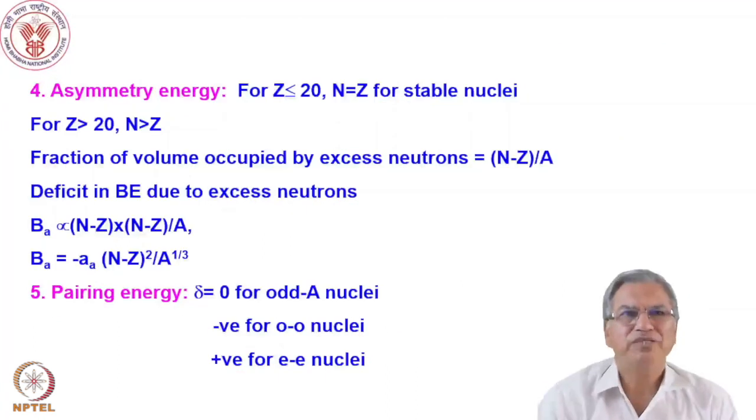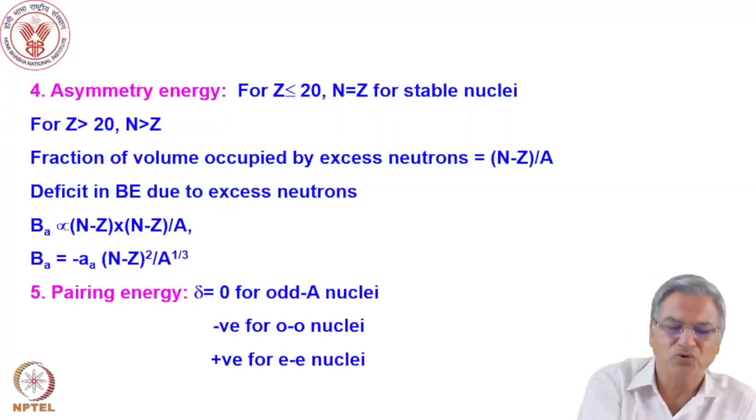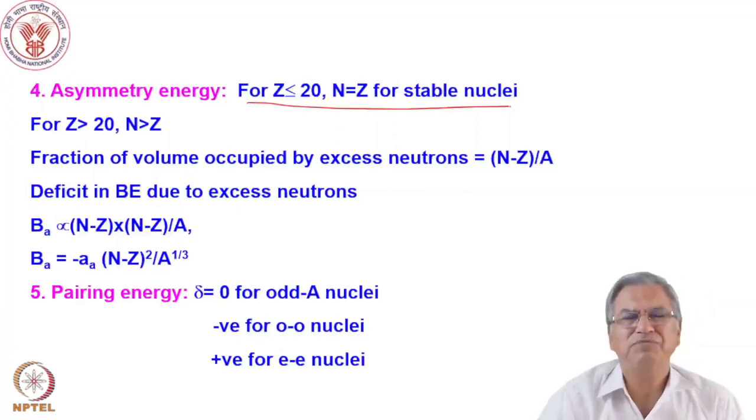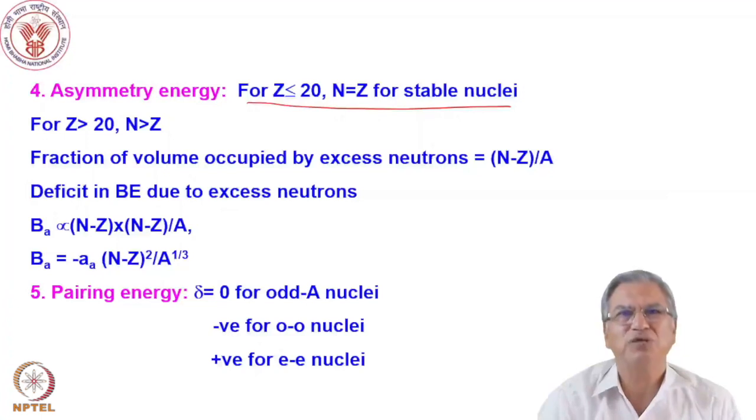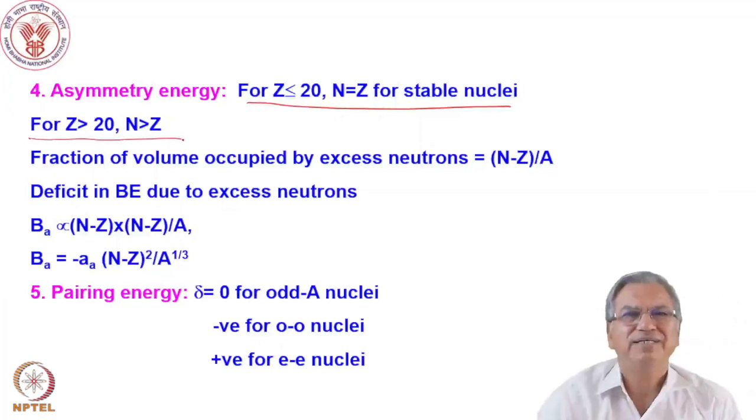The origin of the asymmetry energy term lies in the excess neutrons that we need to add to stabilize a nucleus, particularly for those nuclei which have atomic number more than 20. For calcium-40, Z equal to 20, N equal to Z, meaning the number of neutrons equal to the number of protons, is sufficient to stabilize the nucleus. But for nuclei having atomic number more than 20, we need to have more neutrons to stabilize the nucleus, because we need to compensate for the Coulombic repulsion between the protons.